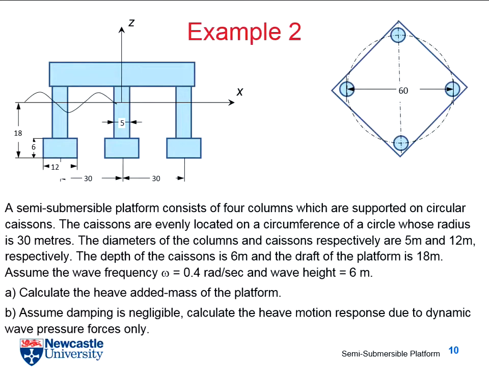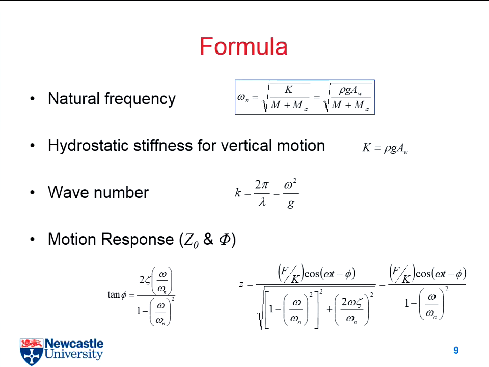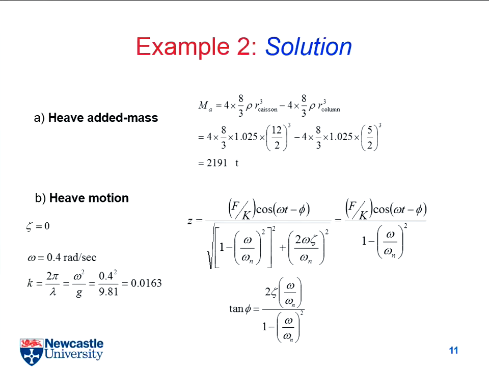So in this question, we have a platform with 4 columns and 4 bases. And we know the details of your wave, and we want to know the heel motion, right? The motion features in Z direction. So, as we know from the expression in your formula table, we can have a very simple expression here. And then actually we need to find out what is F, what is K, and what is natural frequency.